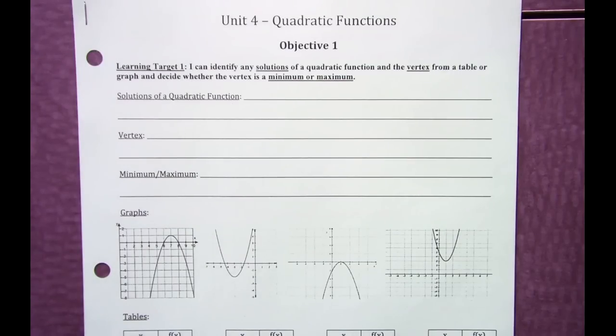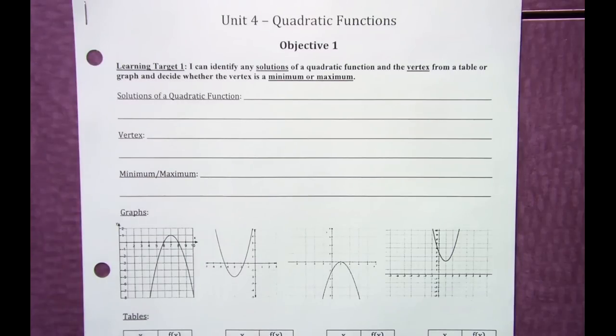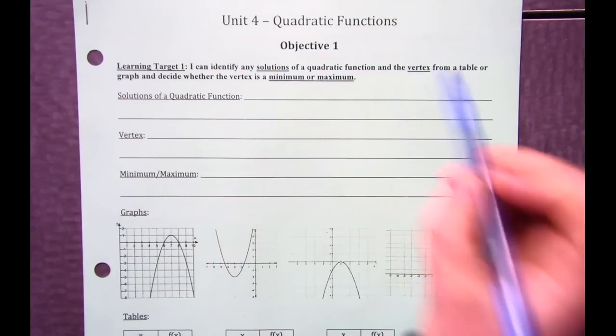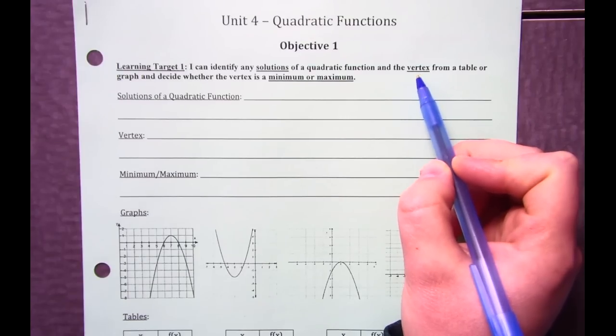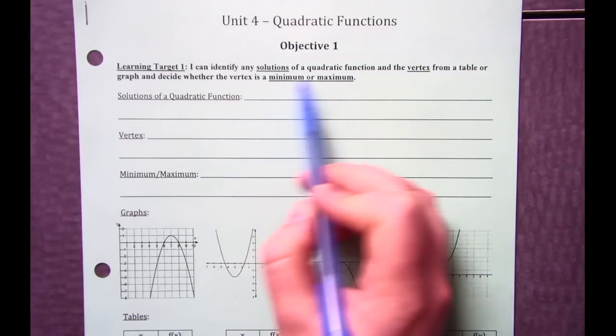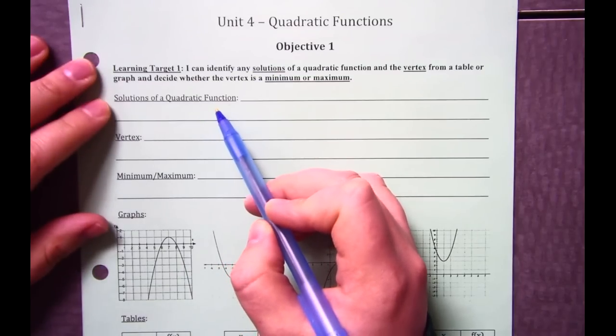So today we are going to be starting the quadratic function unit, unit 4. And the first thing we're going to talk about with quadratic functions is being able to identify solutions of a quadratic function, the vertex from either a table or a graph, and decide whether that vertex is called a minimum or a maximum. So first, let's talk about what solutions of a quadratic function are.